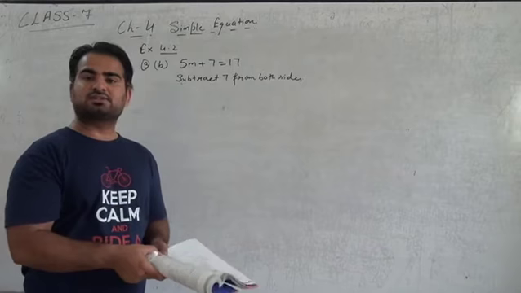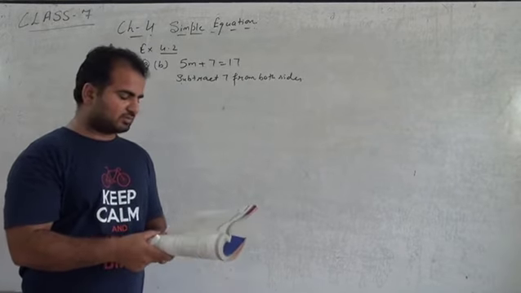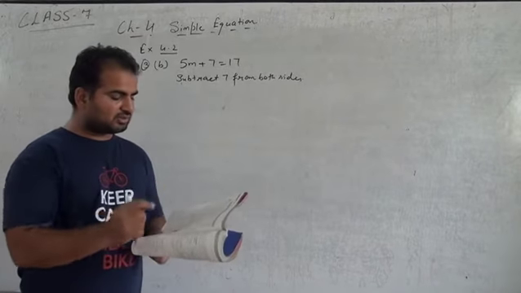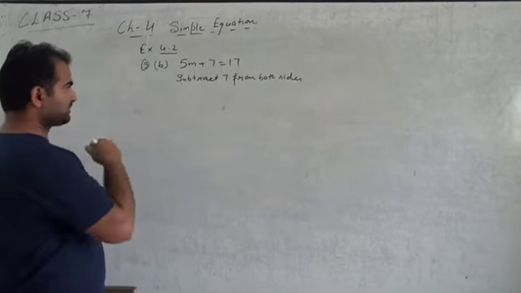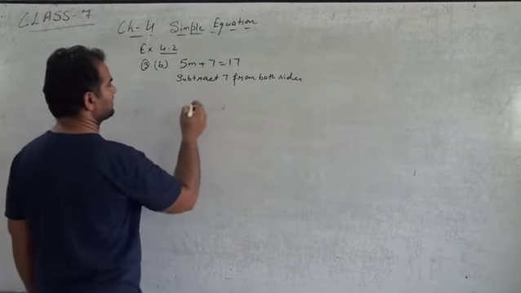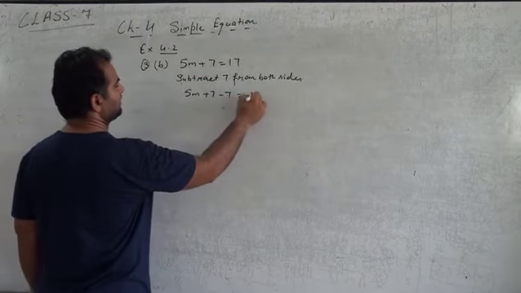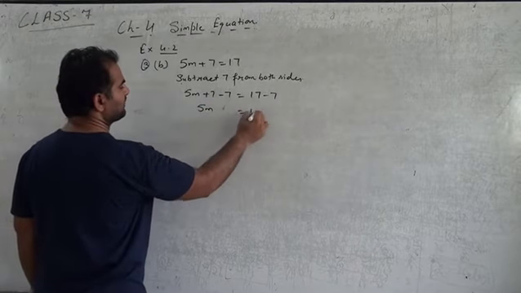Okay, listen class. Question 3 is asking you to write the steps. So you must write the steps. Subtract 7 from both the sides. So it will be 5m plus 7 minus 7 equals 17 minus 7. It will be 5m equals 10.